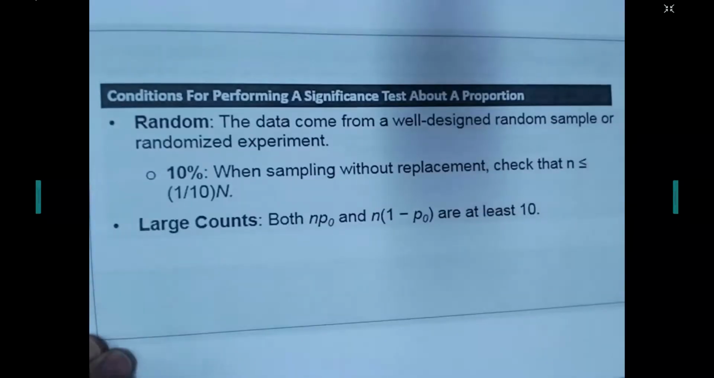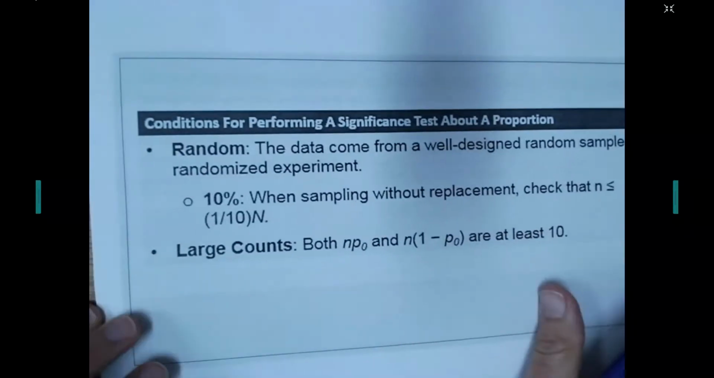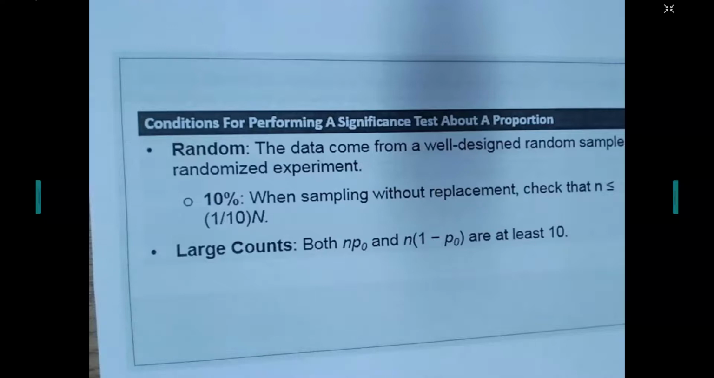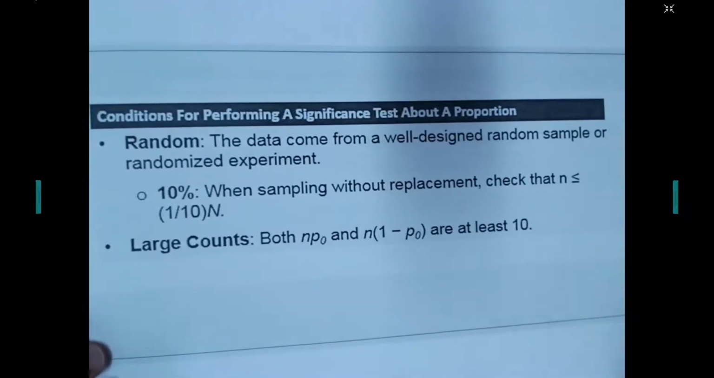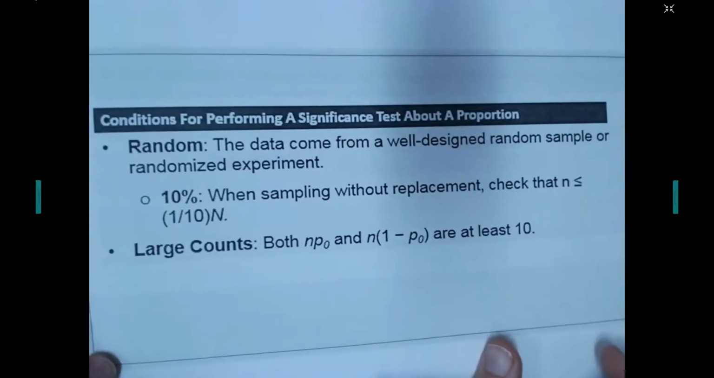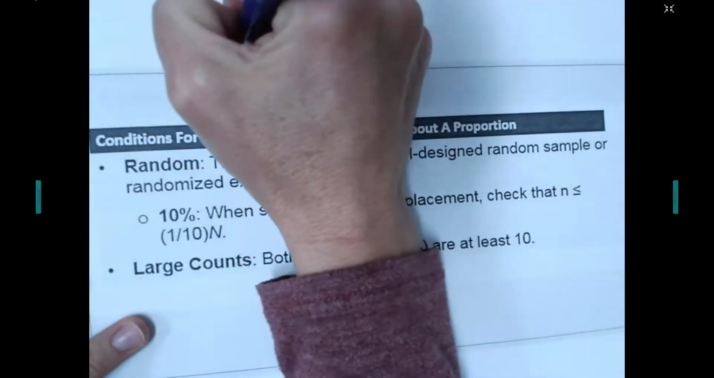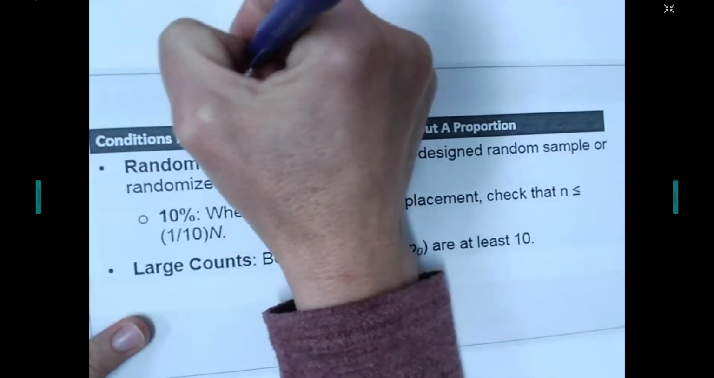Okay, so today we're going to focus on proportions. And so let me go through each of those steps individually, and then we're going to put it all together. I skipped over the hypotheses, so let me write that up here.